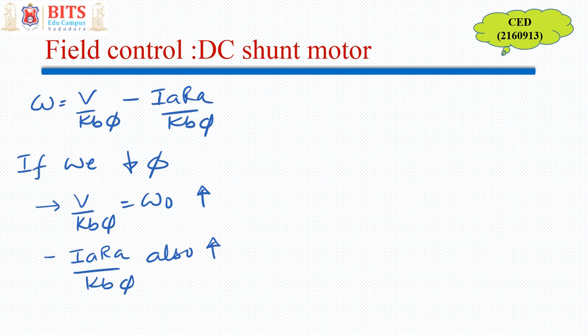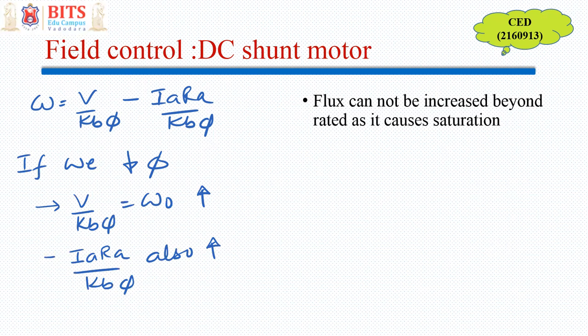Now, why have I always decreased flux? Because flux cannot be increased. The machine is designed, the core and magnetic parts are designed to withstand a certain flux density. If I increase the flux, it crosses that limit and will go into saturation. So that is something which you cannot allow. All the machines are already operating near the knee point of the magnetizing curve. So flux increase is not an option. So flux can be reduced only.